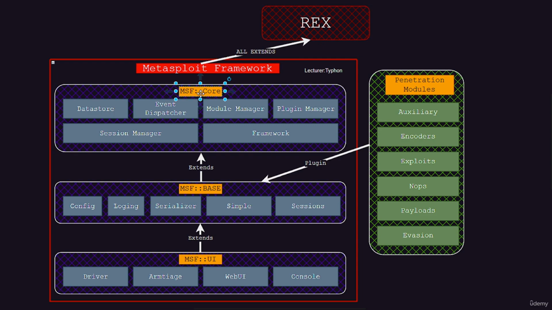And we have the Metasploit framework core here. This is the foundational layer of the Metasploit framework, and it serves as the underlying application programming interface, or API, that provides a standardized way for various components to communicate and interact. Think of it as the engine that powers the entire framework.